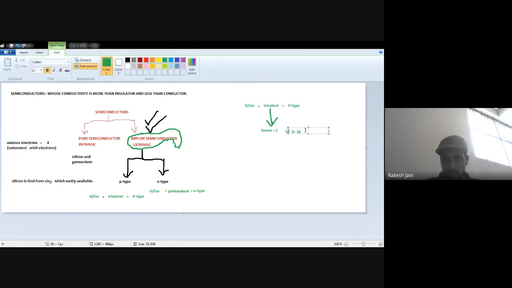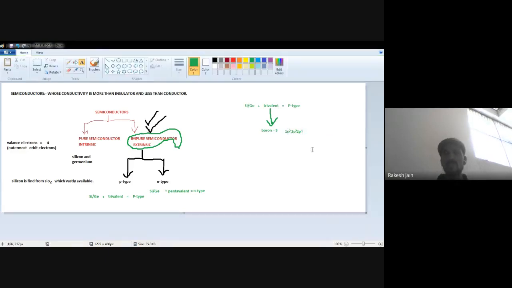Okay, so the first s consists of 2, the second s consists of 2, and p only consists of 1 here because we only require 5. So 2 plus 2 plus 1. I just see 2 plus 2 plus 1.